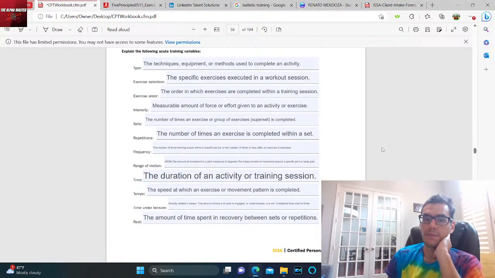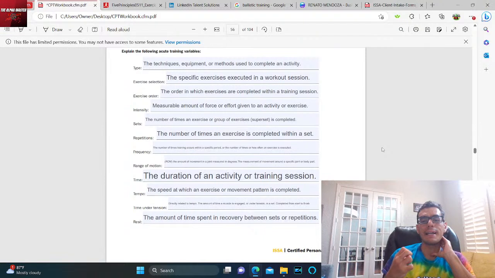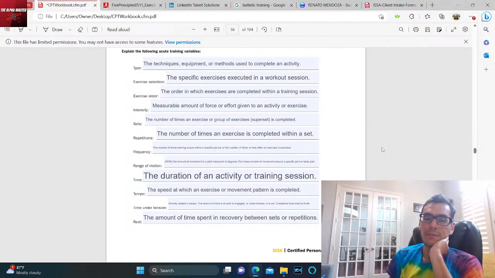It's going to be repetitions. The number of times an exercise is completed within a set.